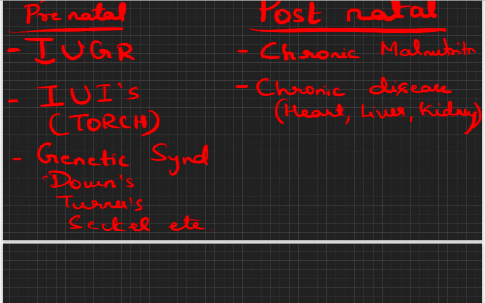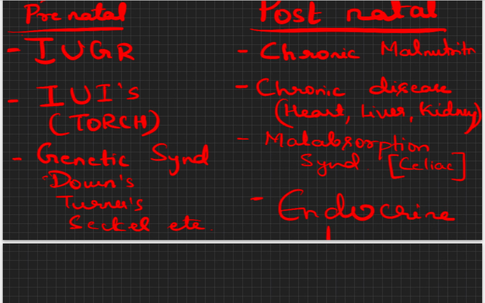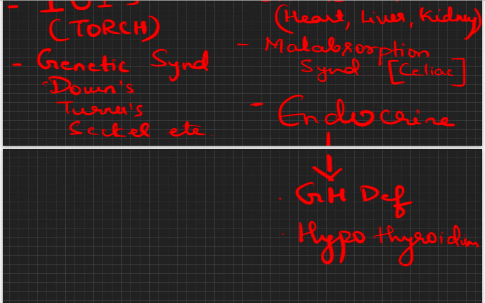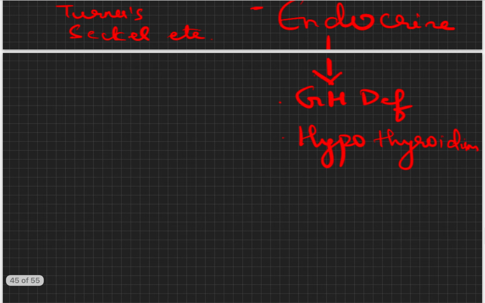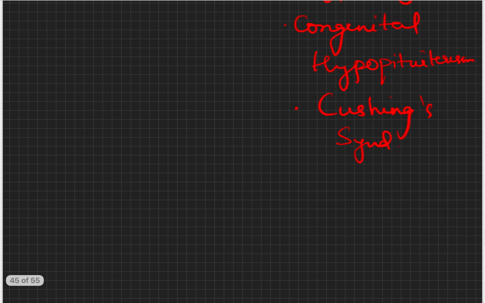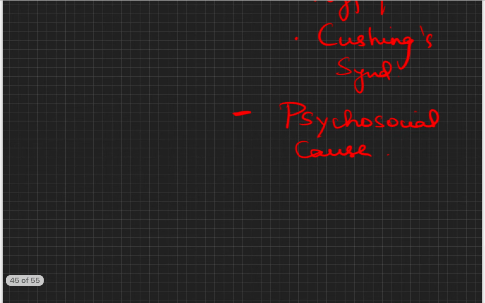Chronic disease like heart disease, liver disease, or kidney disease. And malabsorption syndrome like celiac disease. And endocrine causes like growth hormone deficiency, hypothyroidism, congenital hypopituitarism, and Cushing syndrome. And psychosocial cause, because of some maternal deprivation or child neglect.